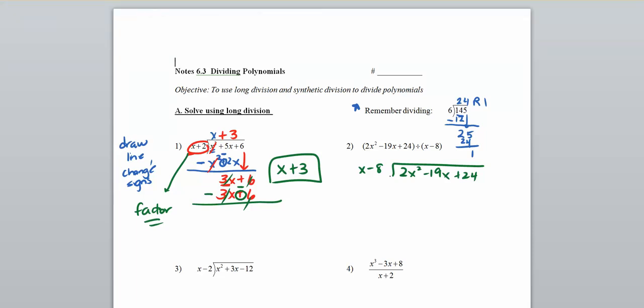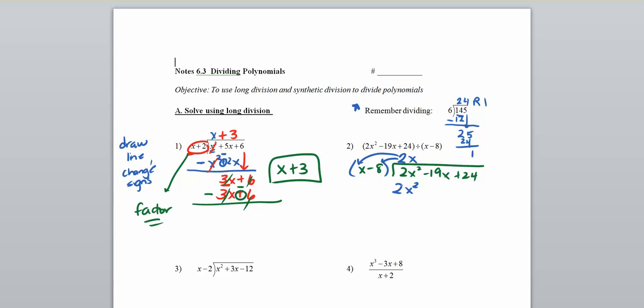How does x become 2x squared? What do I need to multiply x by to get 2x squared? Well, if I multiply it by 2x, that would get me 2x squared. And I want these first terms to match up so I can subtract them out. But you have x minus 8 here, so I can't just multiply the x by 2x. I have to multiply the negative 8 as well.